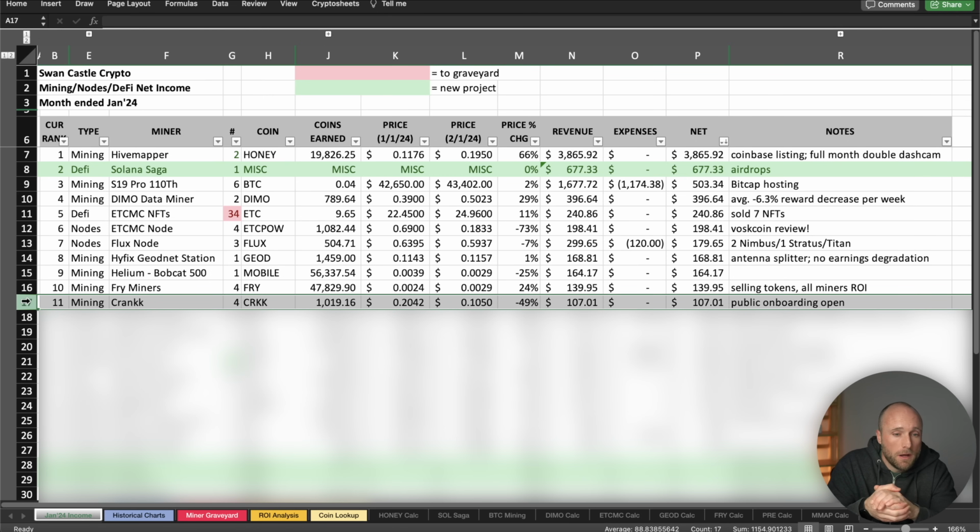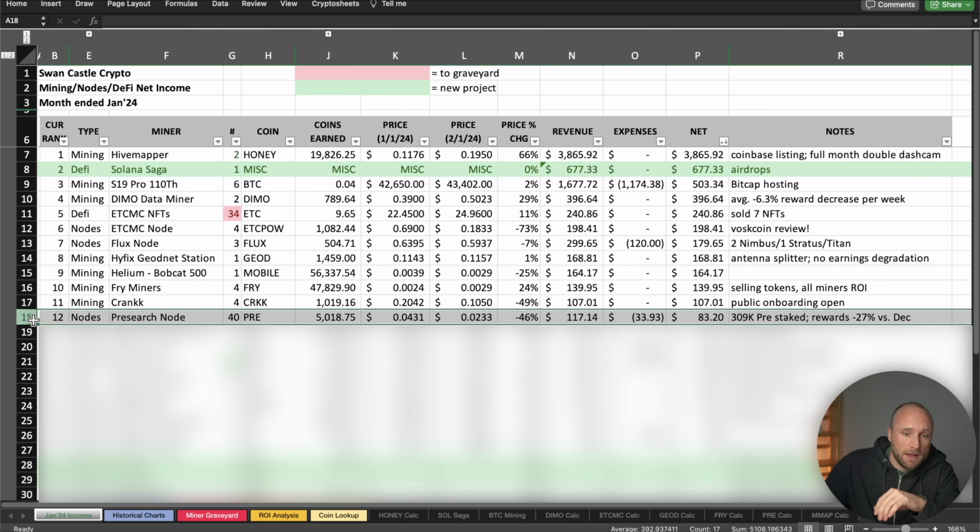Number 12 project for the month are my Presearch nodes. I have 40 Presearch nodes. I have 309,000 Presearch tokens spread across those 40 nodes. Generated only $83 for me for the month.